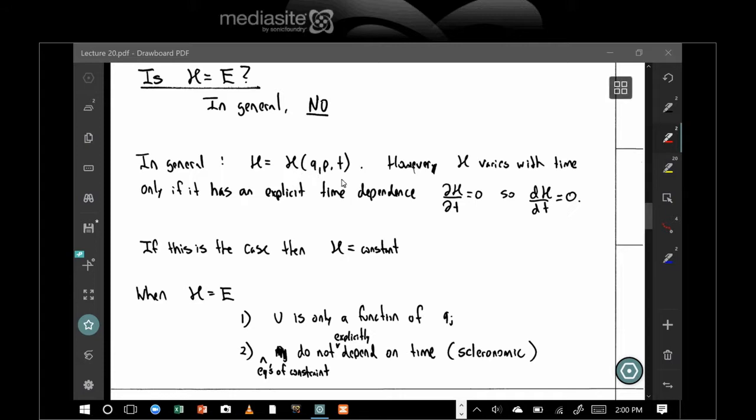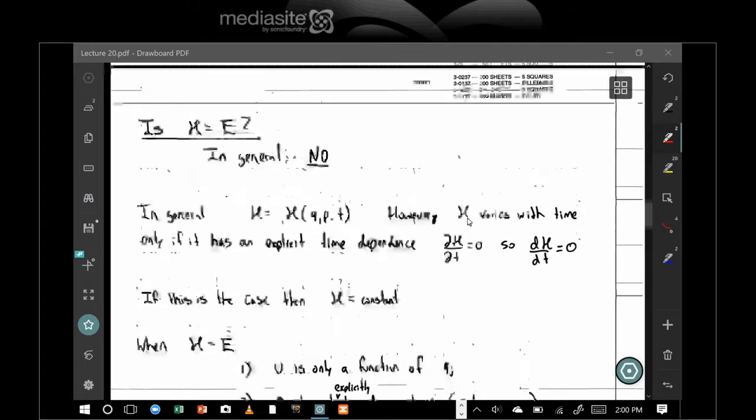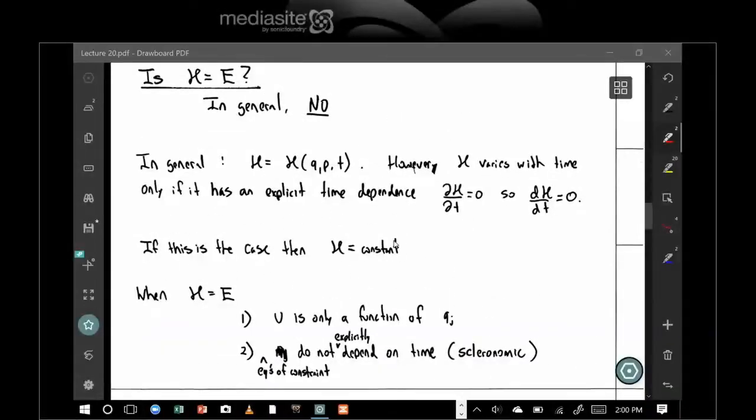So in general, the Hamiltonian will be a function of Q, P, and time. However, if the Hamiltonian is not an explicit function of time, that means that partial H with respect to t is equal to 0. There's no t explicitly in the Hamiltonian. In that case, the Hamiltonian will be constant. Okay, so we can summarize that. Under what condition does that occur? Well, first of all, we have to have a conservative potential. So that means that U is only going to be a function of the q sub j's. Now the q sub j's will be a function of time, but U will not be an explicit function of time. It will be only an explicit function of the q sub j's.